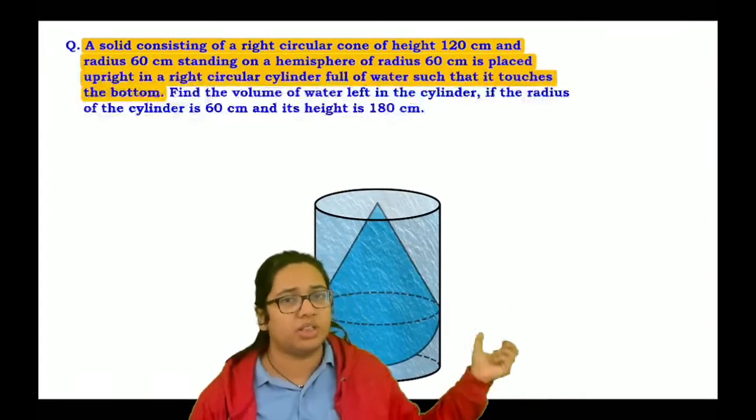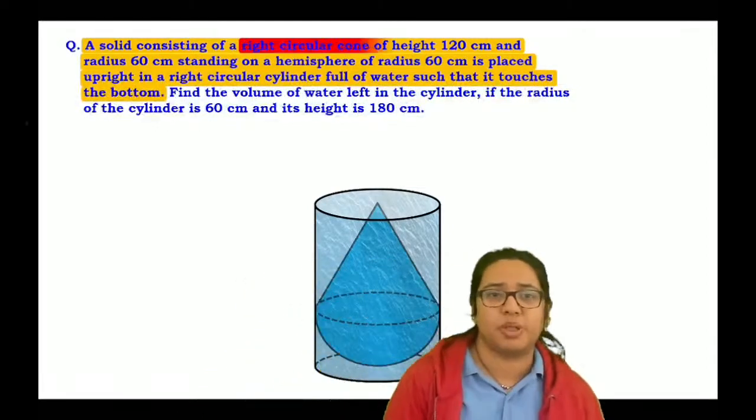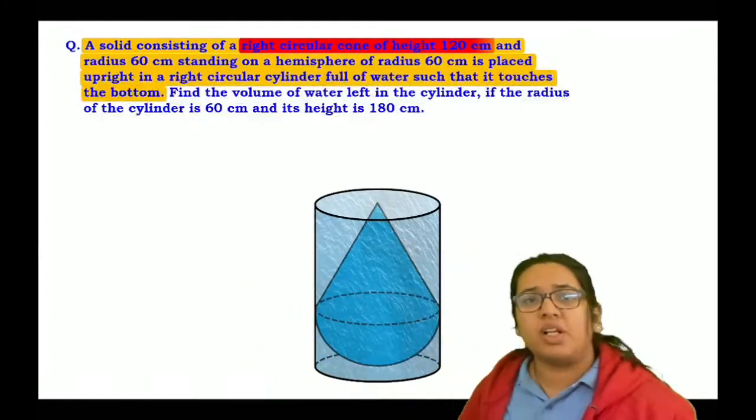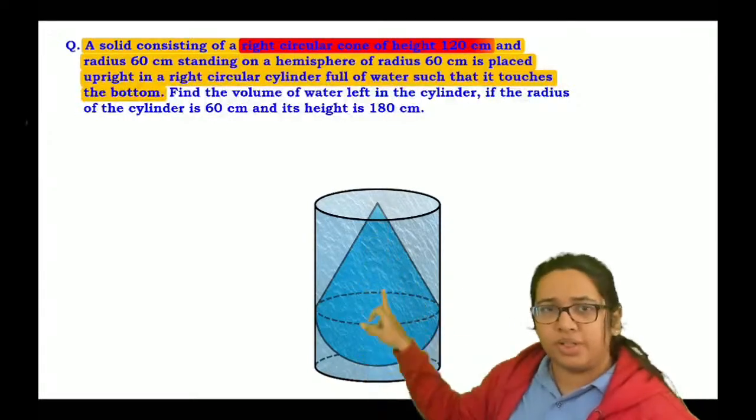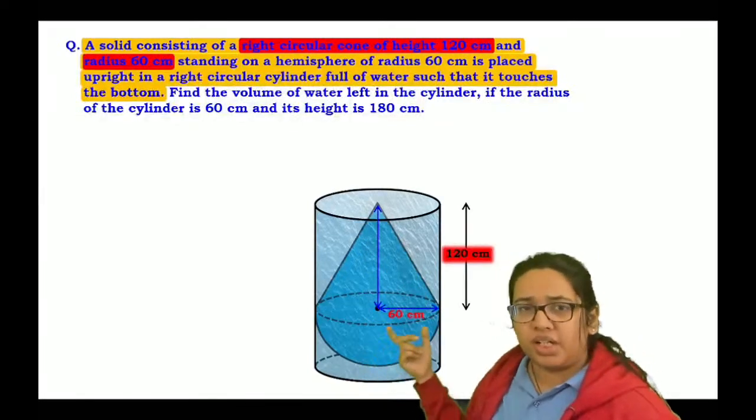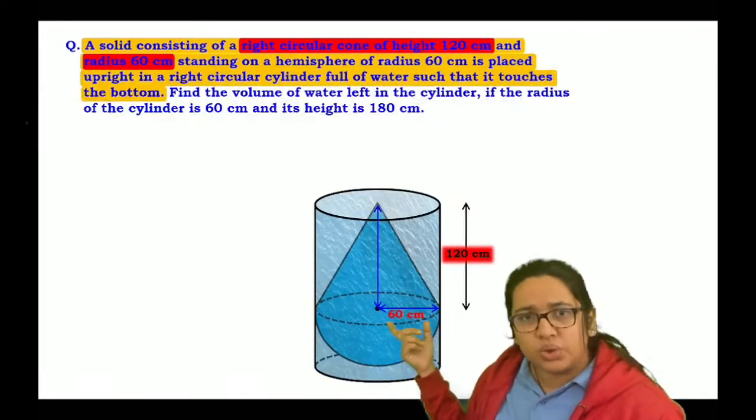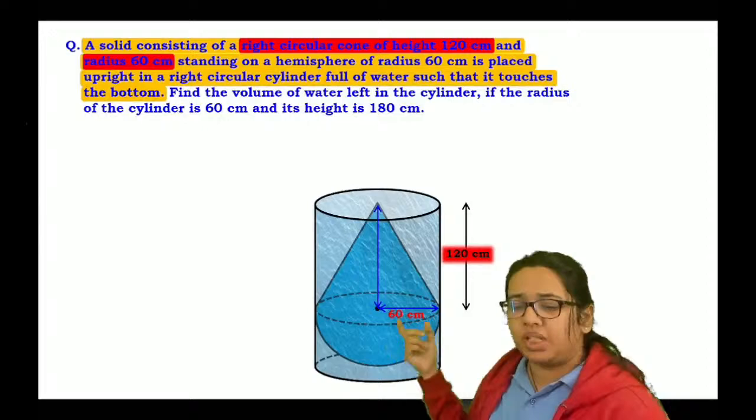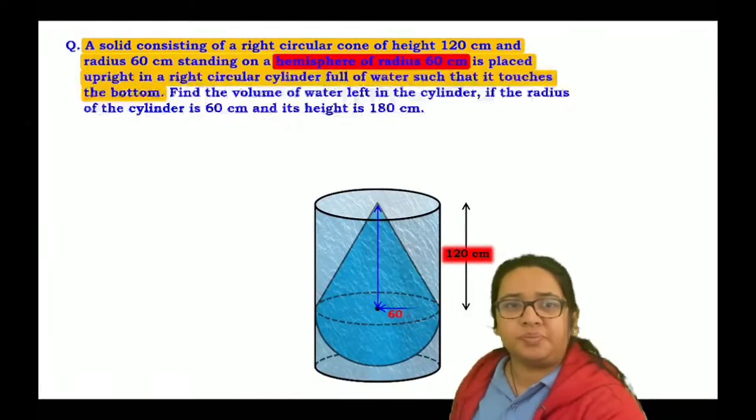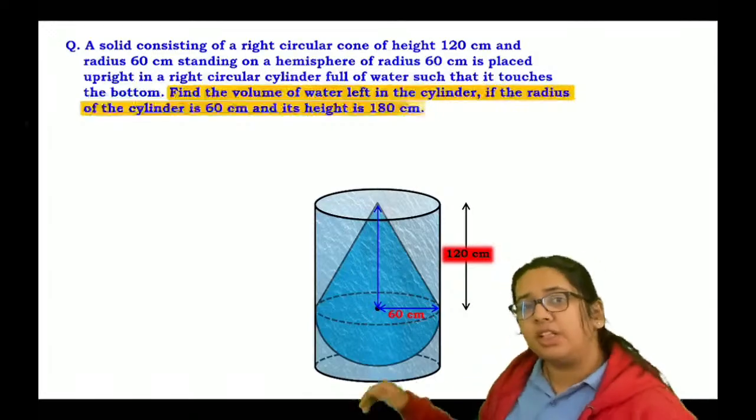We have done such a type of question in the last one, in which we used Archimedes' principle. We have a right circular cone of height 120 centimeter and radius 60 centimeter. We know that the radius of the hemisphere is again 60 centimeter. Find the volume of the water left in the cylinder.